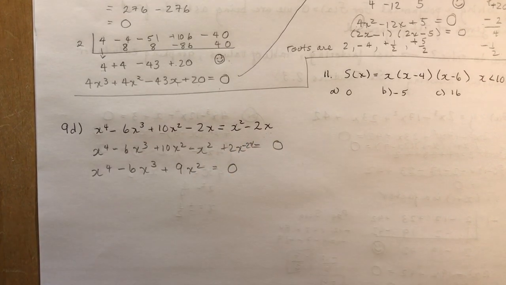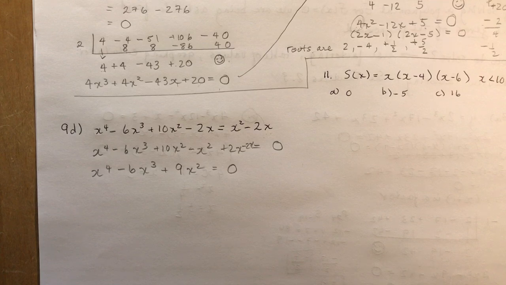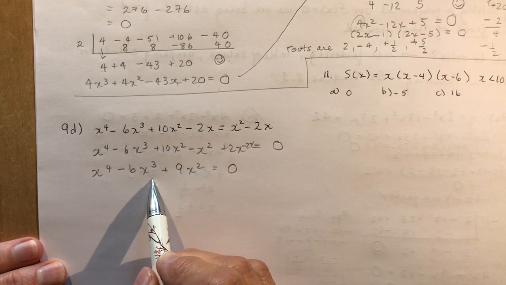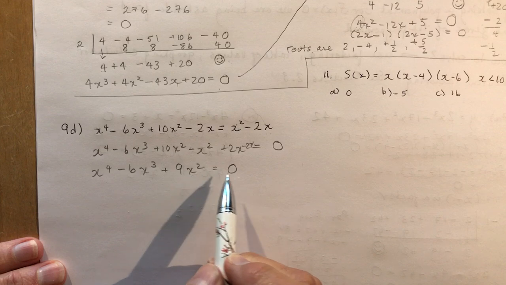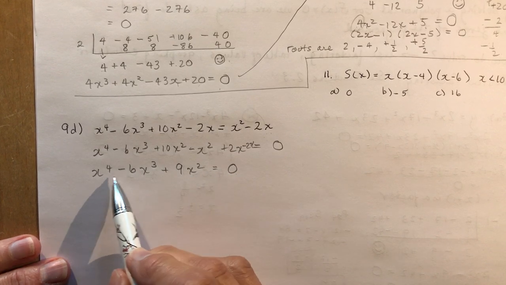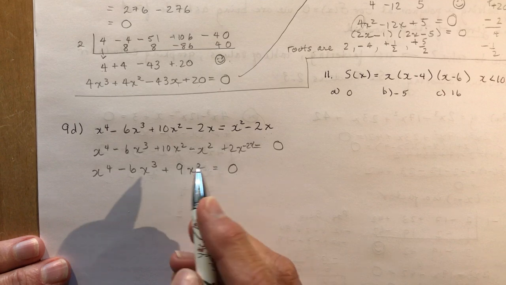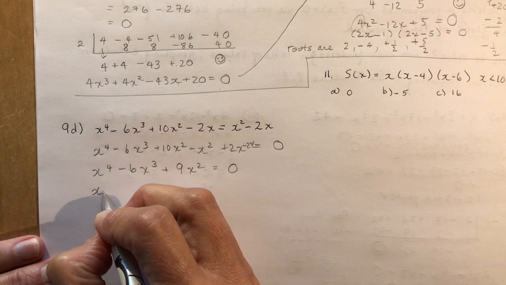Okay, so now what am I going to do? I've got x to the fourth minus 6x cubed plus 9x squared equals zero. I don't have a constant, but I do have a nice common factor here. That would be x squared, right?